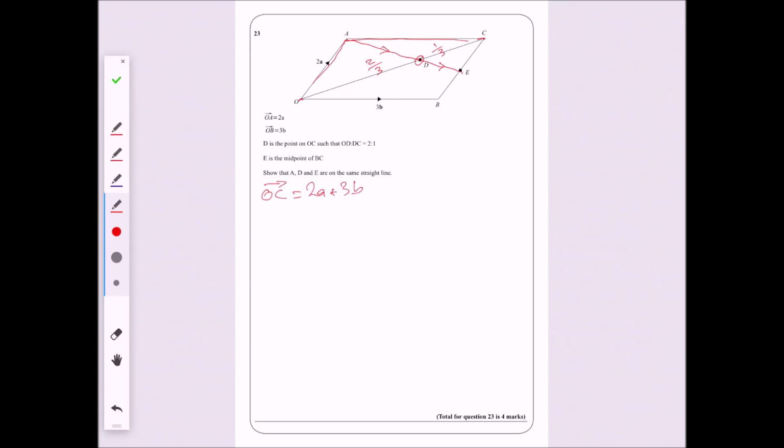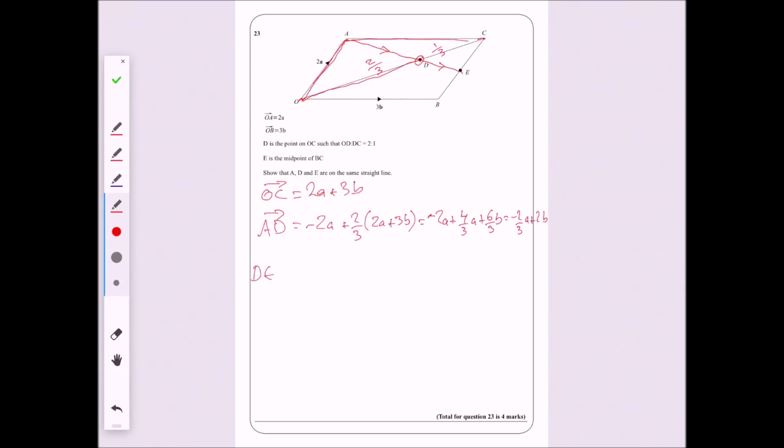Now, to get AD, I'm going to go down here and then up here. So that'd be minus 2 A's plus 2/3 of what we just worked out, 2A plus 3B. Because it's only going 2/3 of the way up, which gives us minus 2 A's plus 4/3 of A plus 6/3 of B. And that would simplify down to minus 2/3 of A plus 2 B's.